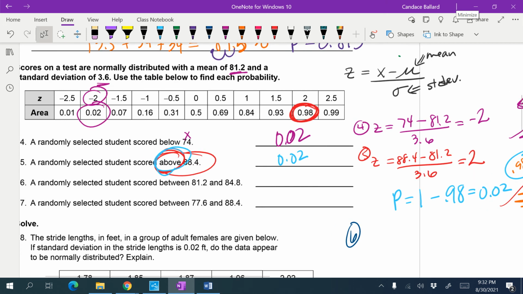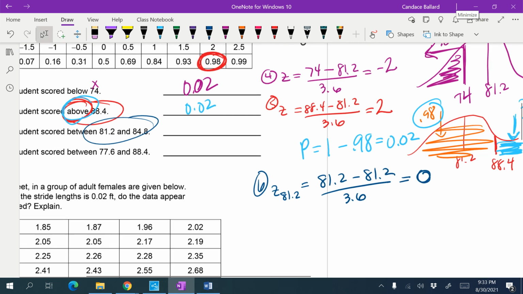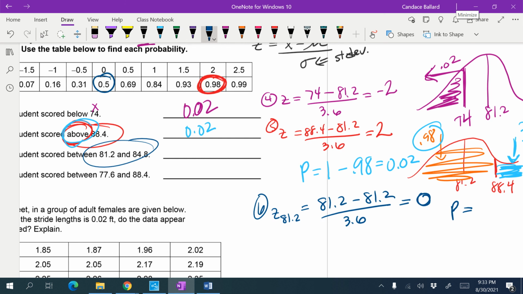All right, the last one that we're going to look at here is number 6. So now we have to decide if we're between two scores. So what you do is you calculate the z-score for both. So I'm just going to do some funny notation, 81.2. That's just notation, meaning I'm calculating the z-score for 81.2. So that's my x value minus my mean all over 3.6, which is going to be 0, meaning the probability I get for this when I look at my z-score table is 0.5.